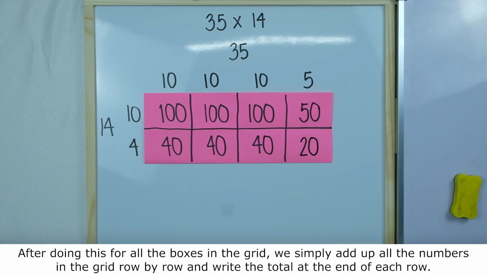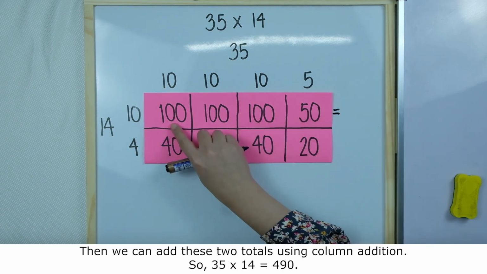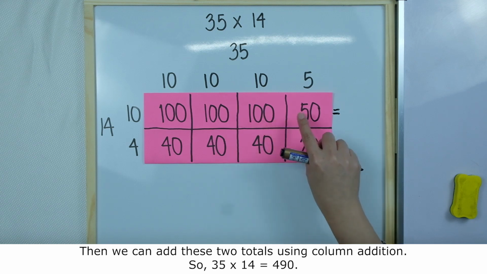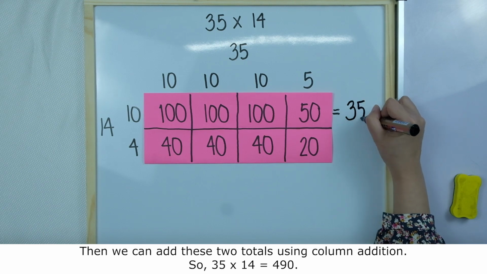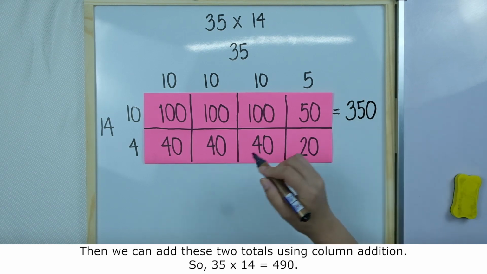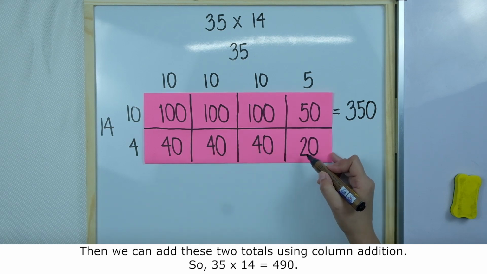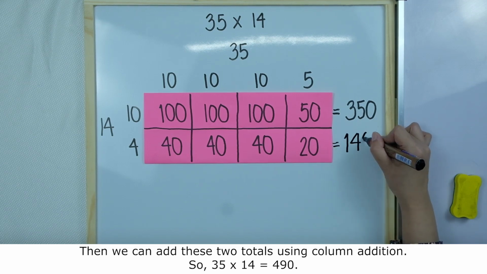So after we do this for all the boxes in the grid, we simply add up all the numbers in the grid row by row, and we write the total at the end of each row. So for the first row, 100 plus 100 plus 100 plus 50, that's equal to 350. For the second row, 40 plus 40 plus 40 plus 20, that is equal to 140.